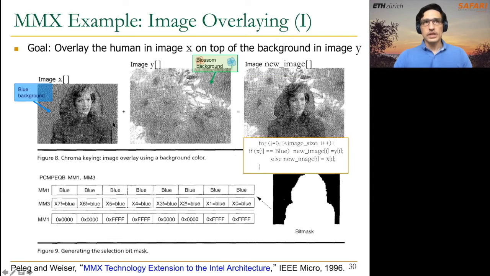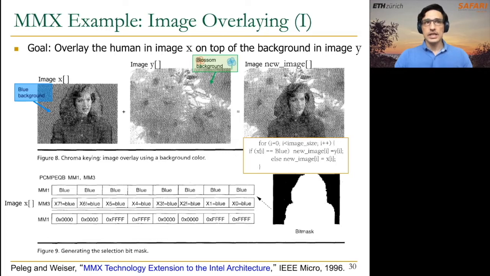And in this image, if one particular pixel is blue, we are going to replace it with the corresponding pixel in the same position in this Y image. If it's not blue, then we will directly copy it to the new image. So in order to do this on a SIMD processor, or using SIMD MMX extensions, the first thing that we have to do is to create a mask.